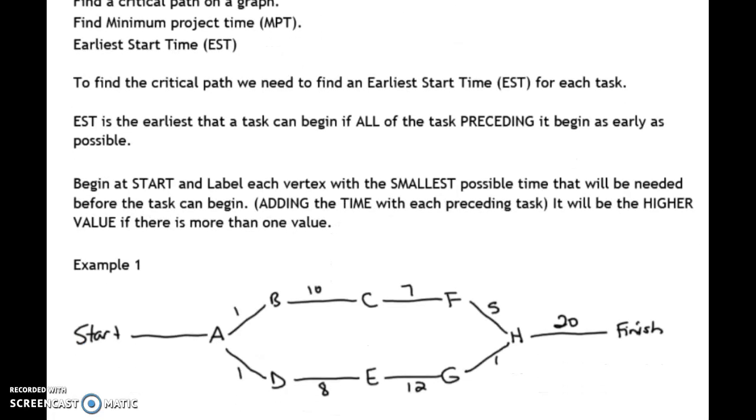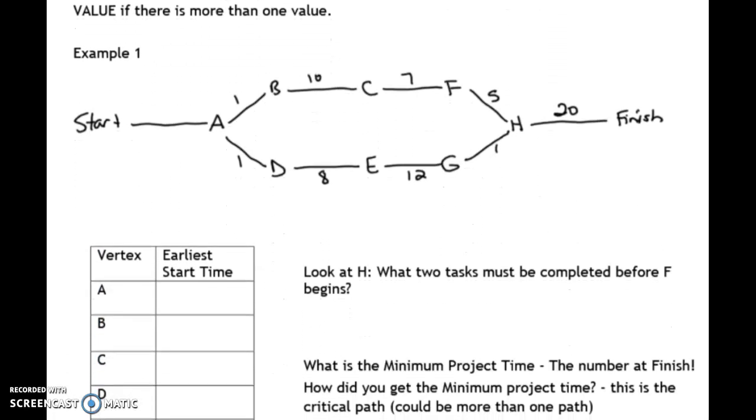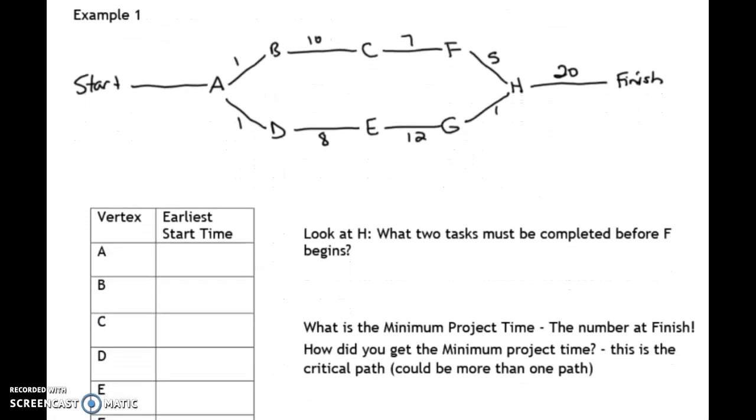value. So I went ahead and looked at the example that we had yesterday from making the spaghetti. Remember, the top path of this was kind of browning the hamburger and then adding the sauce. And the bottom path was about the noodles, boiling the noodles, draining, all that. All right, so let's come up with the earliest start time at each of these vertices.